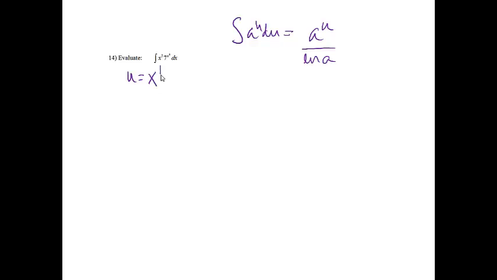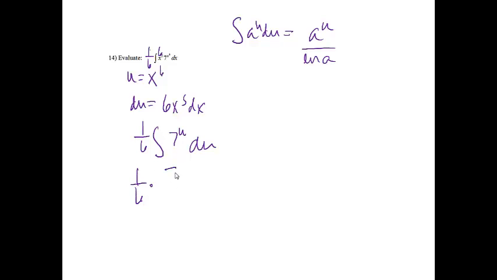So u will equal x to the 6th, which means du will equal 6x to the 5th dx. I notice that I have x to the 5th, I'm just missing the 6th. So on the outside I'll do a 1/6. So now I have 1/6, the integral of, everything turned into du except for I still have 7 to the u. And so using that formula, my answer is going to be 7 to the u over the natural log of a, and a in this case is 7.